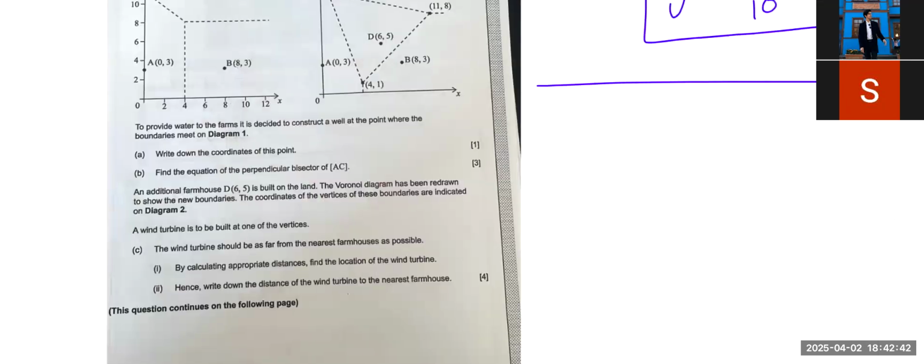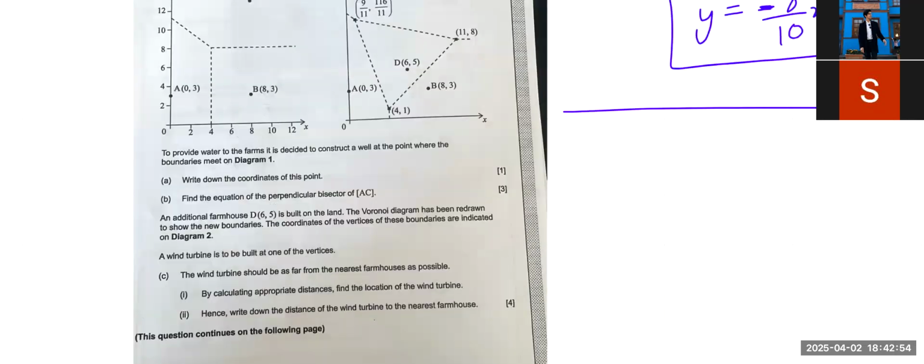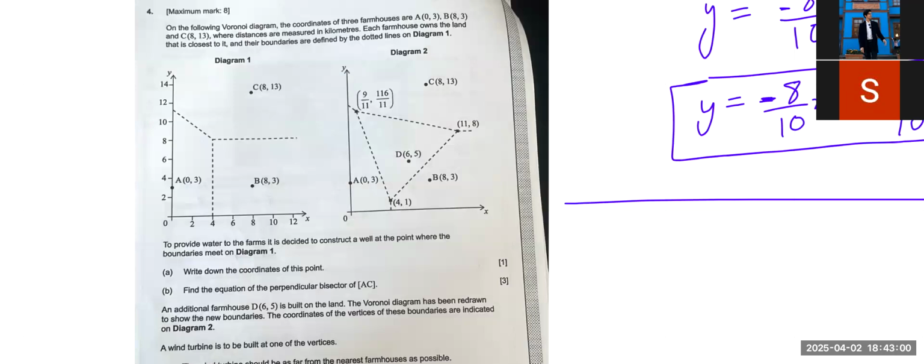The next question is, an additional farmhouse needs to be built on the land. The Voronoi diagram has to be redrawn to show the new boundaries. So basically this D is a new farmhouse. Now we want to build a wind turbine at one of the vertices. Vertices means the corners basically, okay? So we want to build a wind turbine at one of these three locations.